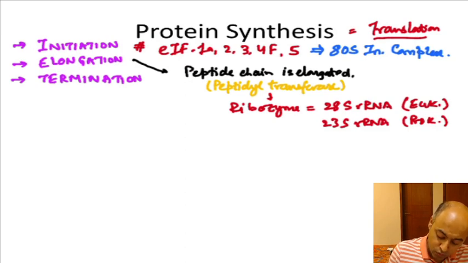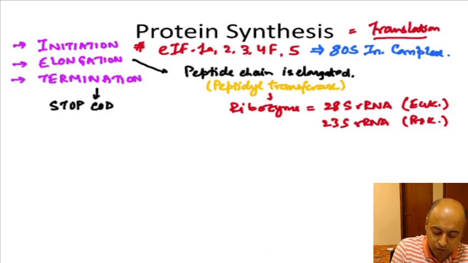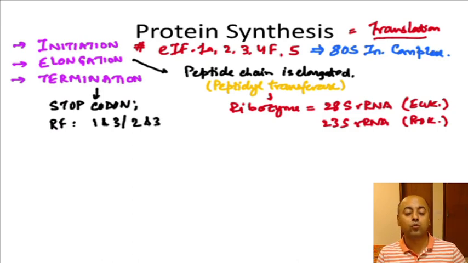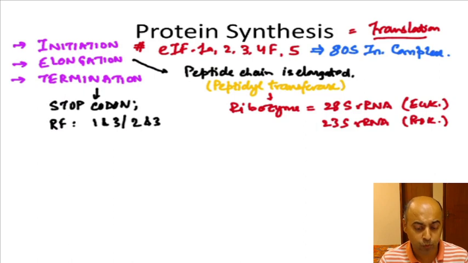Lastly, we come to the process of termination, which requires the presence of a stop codon. And in this process, the factors which are involved include the releasing factors, which work in pairs. So the pairs include 1 and 3 or 2 and 3. Okay, so these are the salient points which you have to keep in mind.